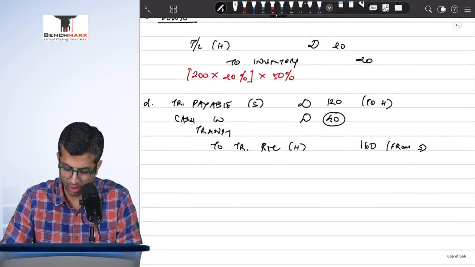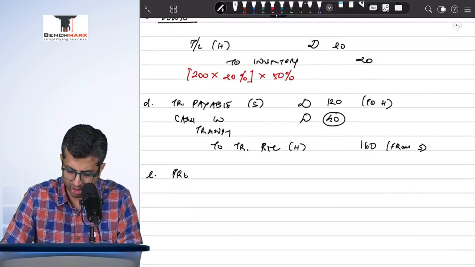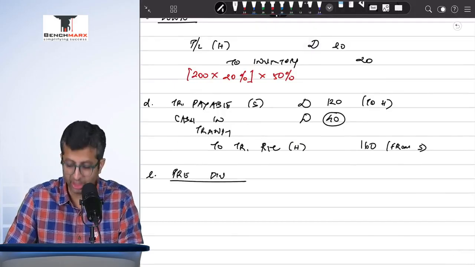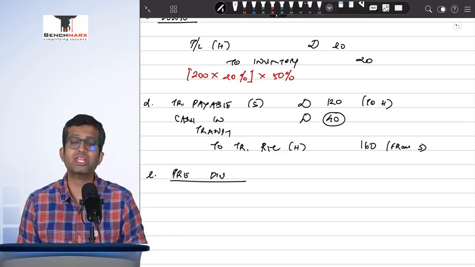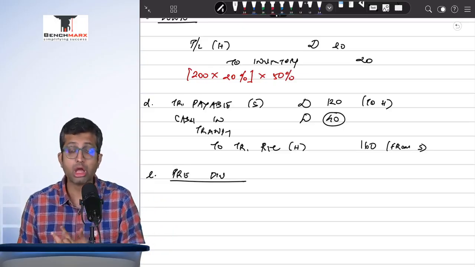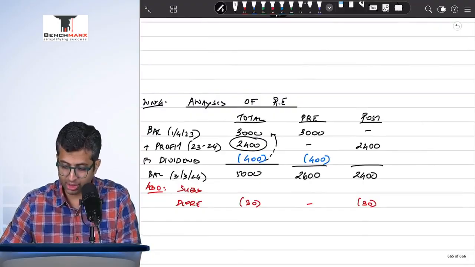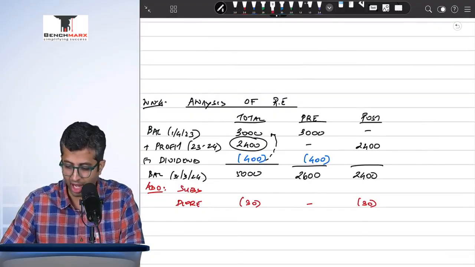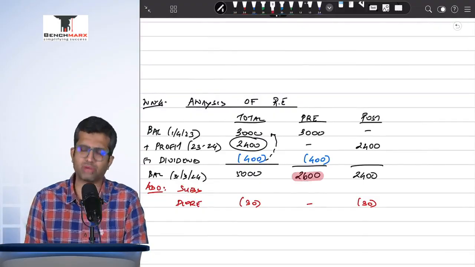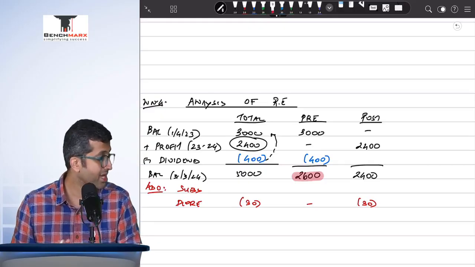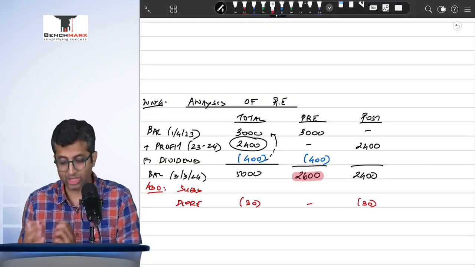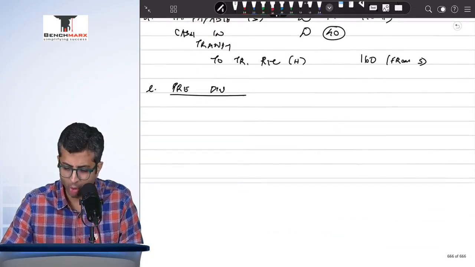For example, if I go to see for the pre-acquisition dividend, H must have passed the entry dividend receivable account debit to dividend income, and it has taken it to the P&L account. And due to this, when I find my net worth, I see that my net worth is only 2600. But is it correct? Is my net worth only 2600? No. My net worth would have had 3000 as on the date of acquisition.